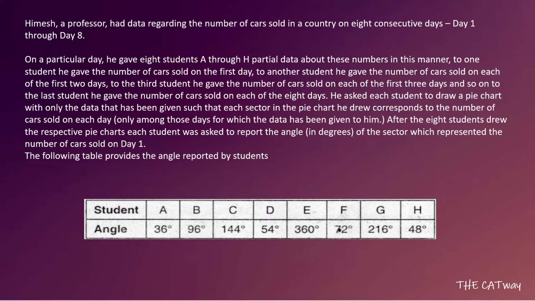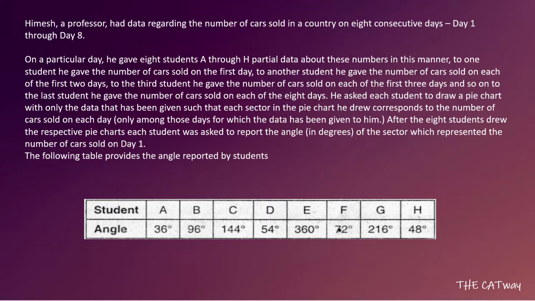So one thing which is clear is that whatever will be the highest degree, that will be for day 1, that will be only for day 1. The second highest one will be for the boy who got, let's say, both the first 2 days. The third highest degree would be for the third boy who got the first 3 days, and so on. The least number would be for the boy who got all 8 days.